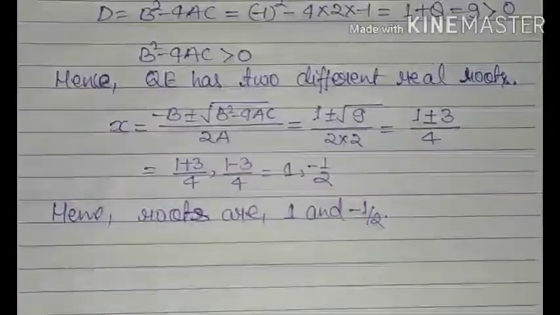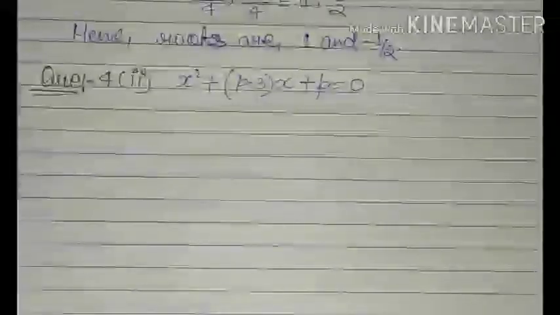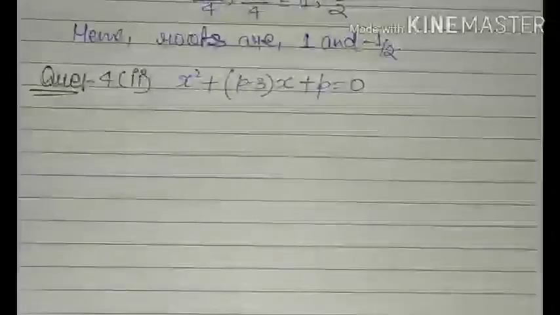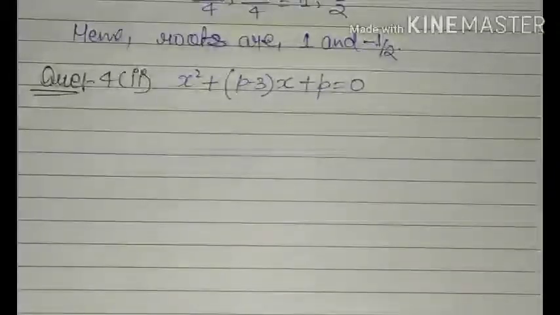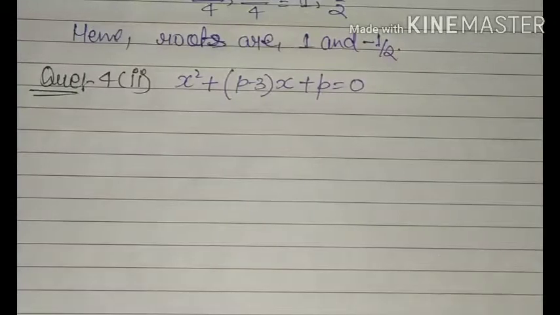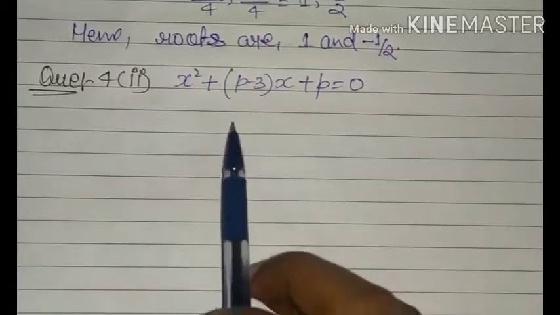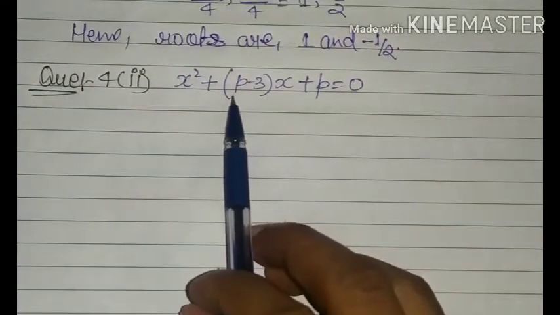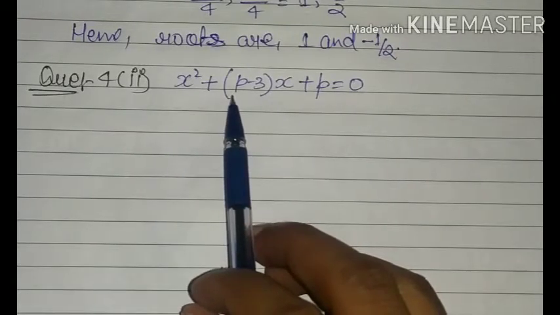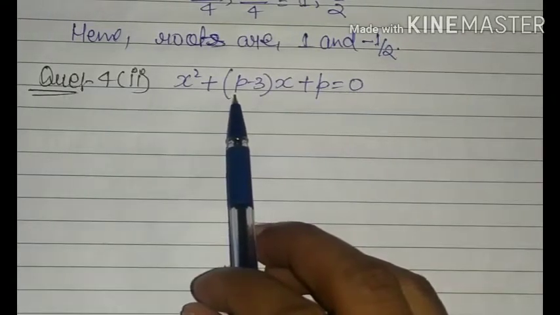Okay, next one is question number 4. Second, the given question says: without solving the following quadratic equation, find the value of p for which the given quadratic equation has real and equal roots.